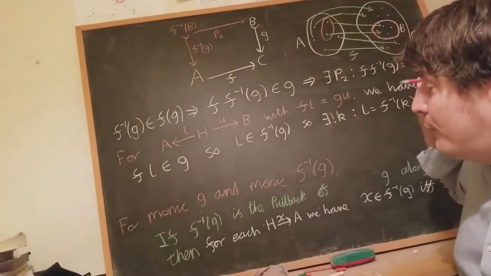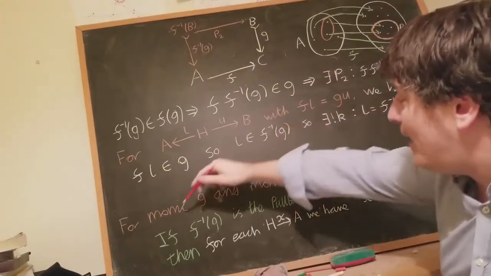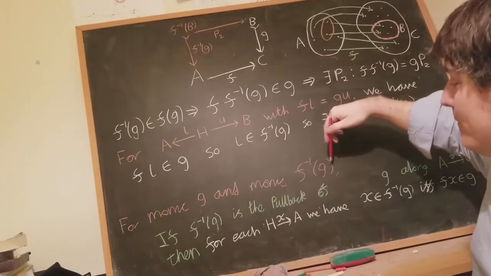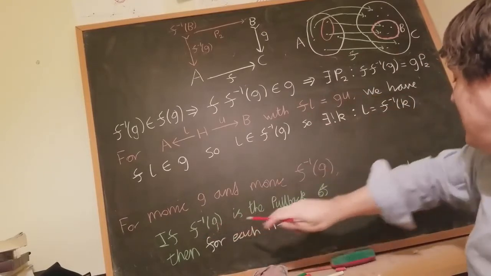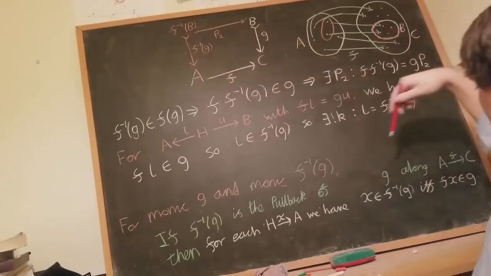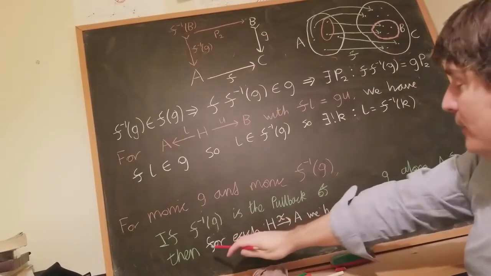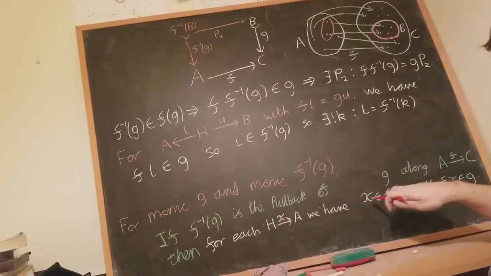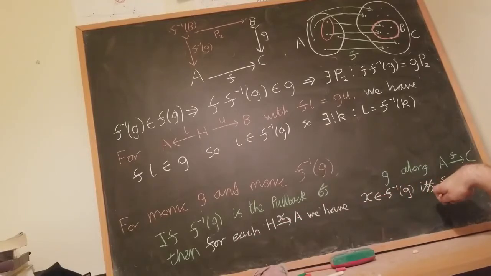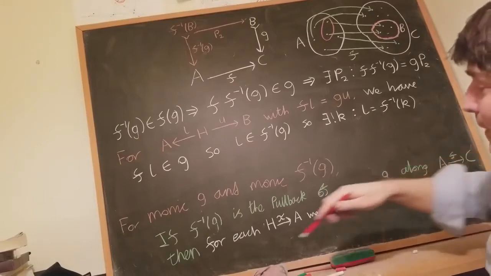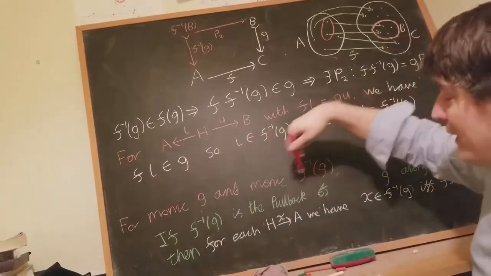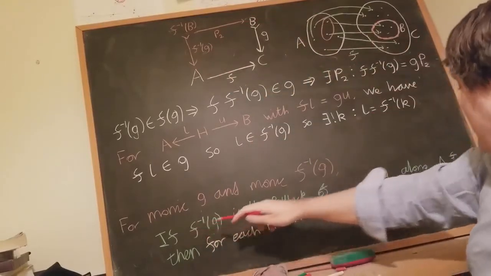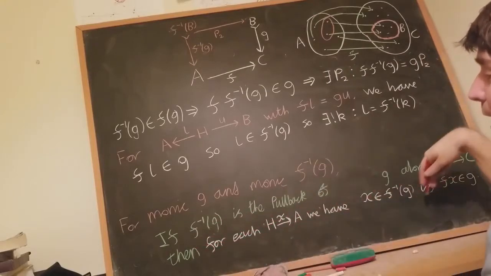Okay then, so we've just proved this result: if we have a monic arrow g and a monic arrow f to the minus 1 of g, and if f to the minus 1 of g is the pullback of g along this arrow f from A to C, then this statement in white holds, that for any arrow x into A, x is in f to the minus 1 of g if and only if f after x is in g. So we've basically shown that, given this statement in red about these two things being monic, if this statement in green holds, then this statement in white holds.